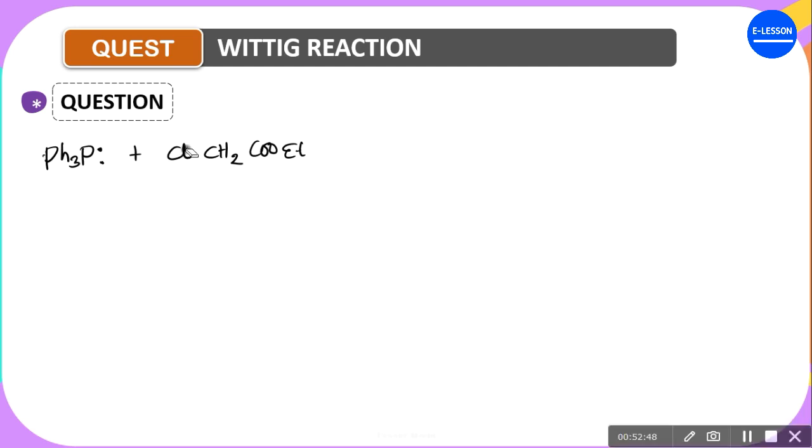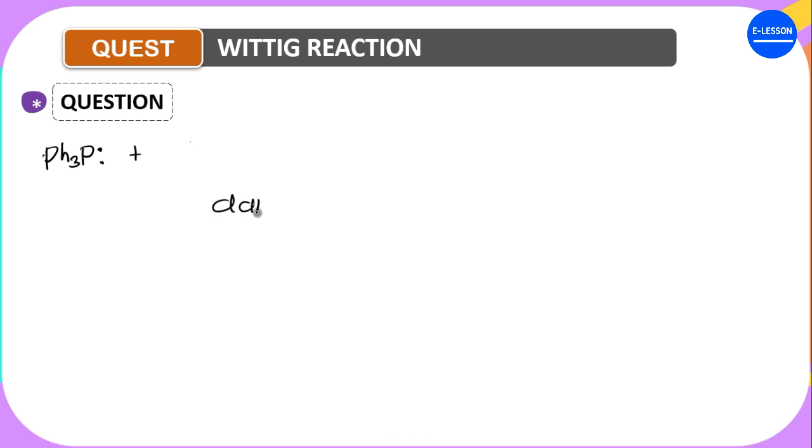Let me write it in a way that will be easier to understand. This same structure here, let me write it down. The structure is Cl, CH2, COOEt. Now I can decide to write it with the carbon, so I write Cl, then up here I write COOEt, and then here I write hydrogen, and finally hydrogen here.